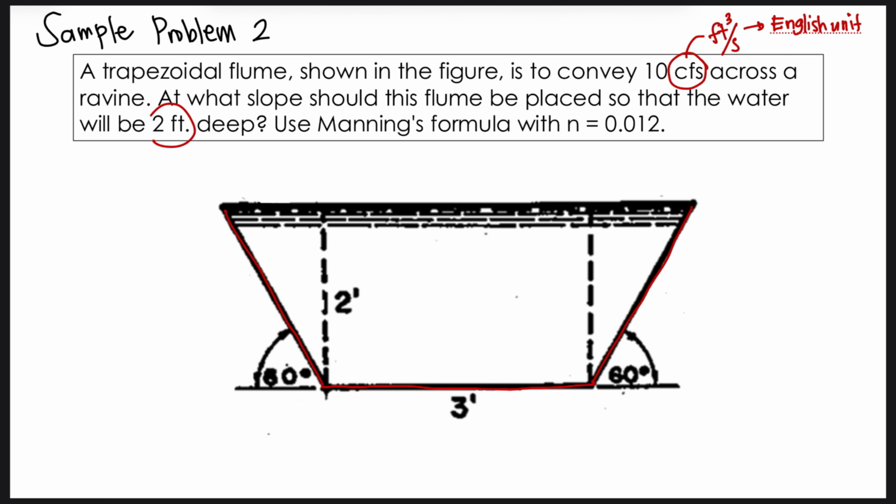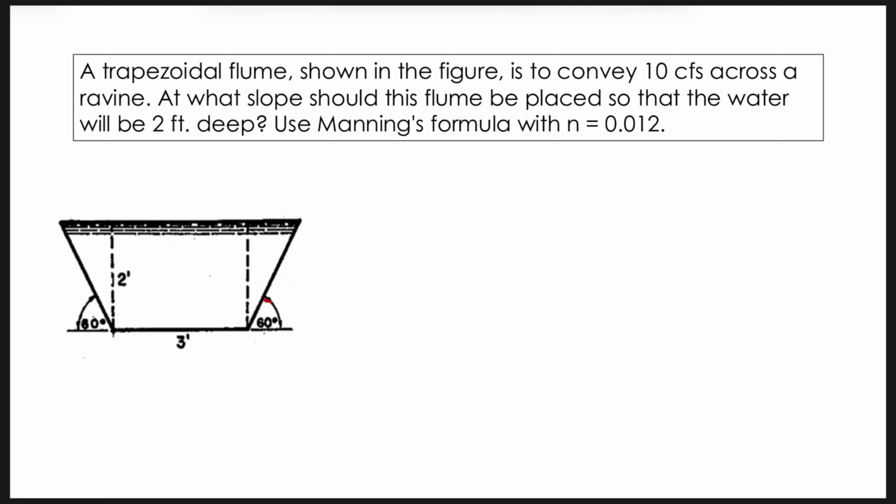Ibig sabihin daw po, yung depth natin is 2 feet. Ano daw po yung slope natin? Use Manning's formula. Meron po tayong n na equivalent to 0.012. So, given na po yung ating mga slope, tsaka yung dimension, which is the D. Okay? Naintindihan? So, punta tayo dito. Meron tayong 60 degree angle.